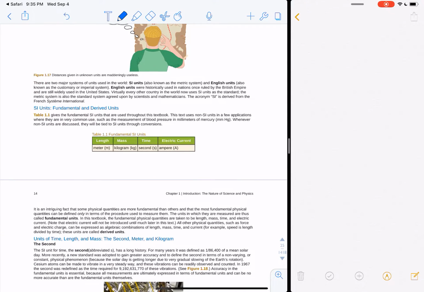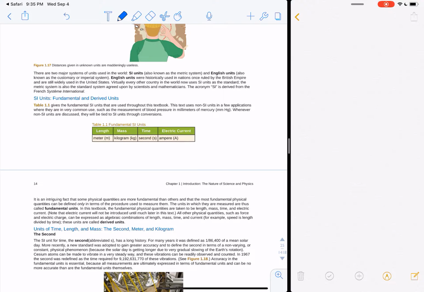Okay, so the fundamental units that we're going to use in our class, we call MKS units: meter, kilogram, second. If you ever hear MKS for short, that means your length is meters, your mass is kilograms, your time is seconds. Those are your fundamental units that you can use to describe other things.